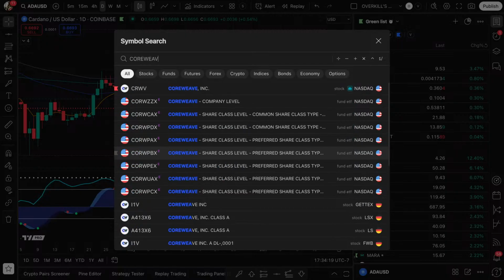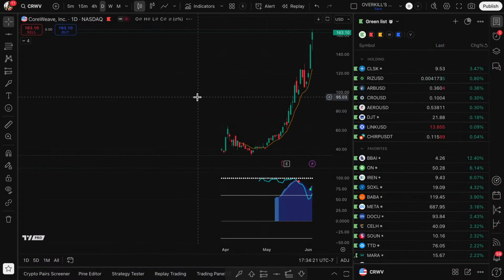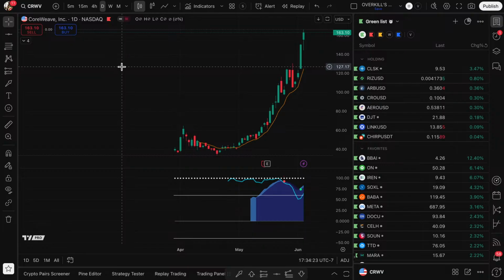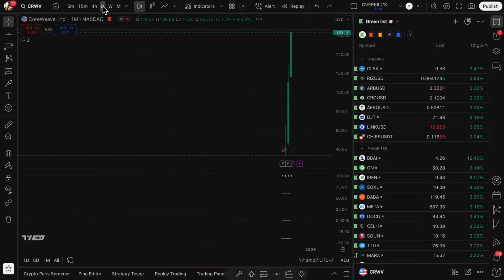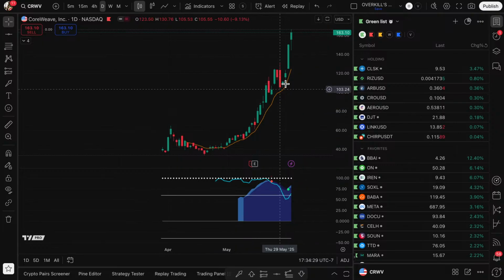CoreWeave. I think Nvda has a really big investment in these guys. This thing's going parabolic right now, man. It is just going straight up, dude. But it's way off the 90 MA right now. So if it's me, dude, I'm taking profits up here on CoreWeave.